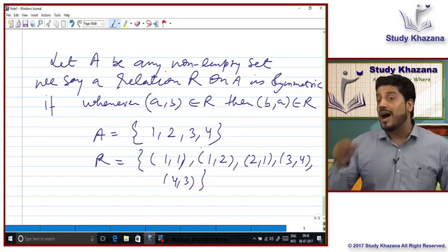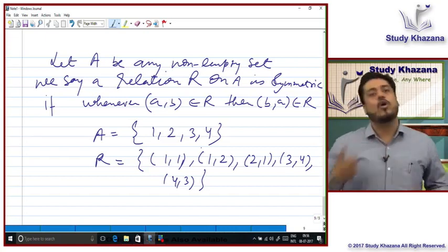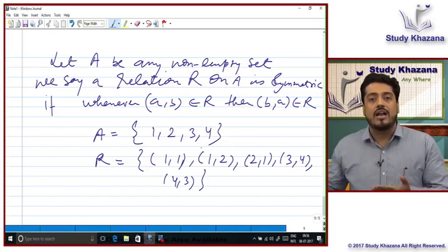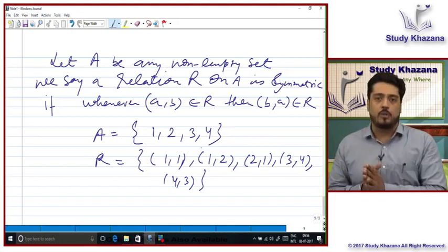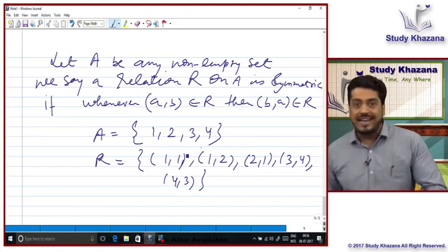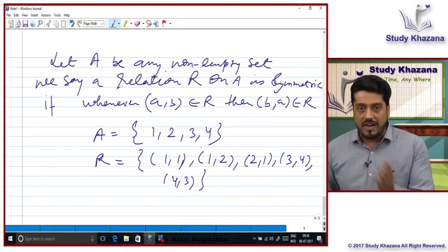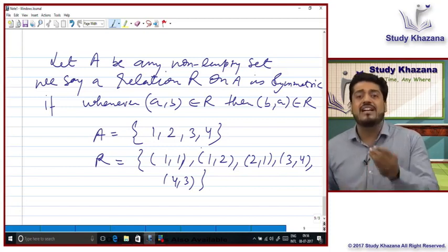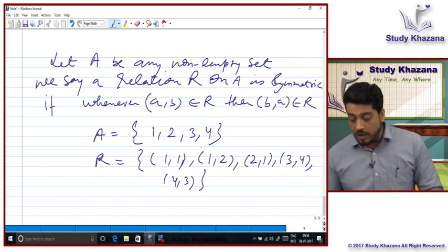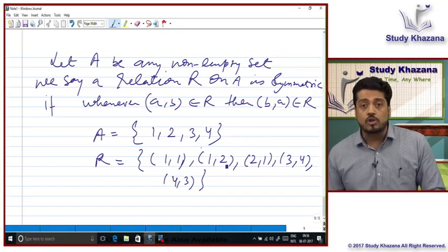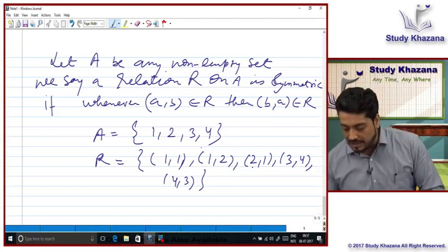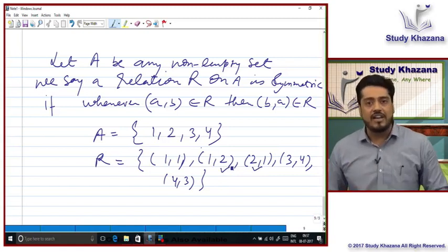Okay, fine. Now I need to check whether this relation is symmetric or not. What is the requirement for symmetry? Whenever an ordered pair (a, b) belongs to R, the reverse tuple (b, a) should also belong to R. Let us check the elements one by one. (1,1) belongs to R. Here a is equal to b, so it trivially satisfies the condition for a symmetric relation. Now (1,2) belongs to R. For symmetry, the reverse tuple (2,1) should also belong to R, and yes, (2,1) and (1,2) are both available in R.